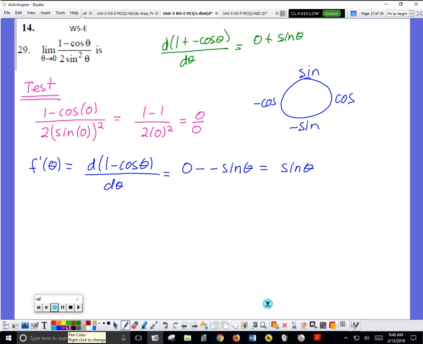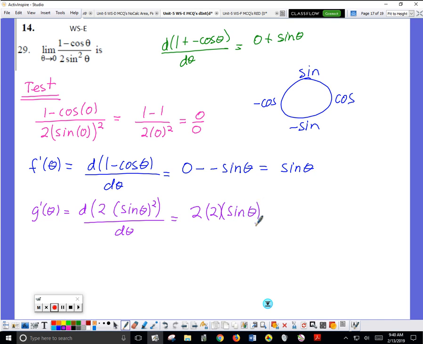Awesome. So then I take the derivative of the bottom. So that's g prime. So that's the derivative of 2 sine of theta squared. 2 is a tag-along multiplying constant. Bring down the other 2. You have sine of theta to the first power multiplied by the derivative of sine of theta. That was the power rule. It was 2 minus 1. So bring down the 2.